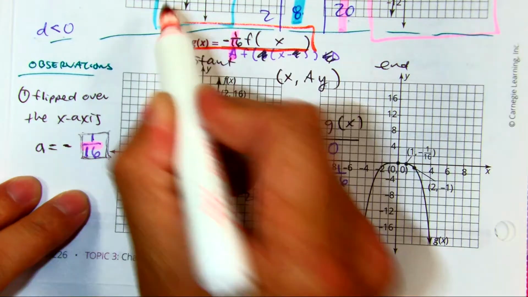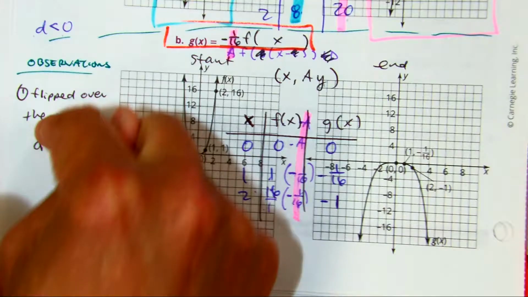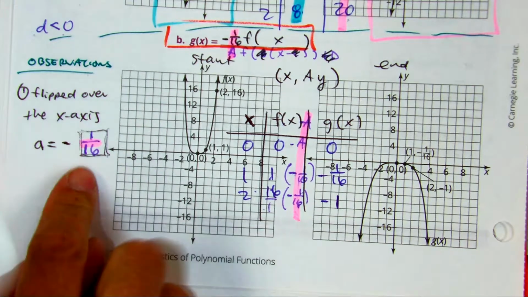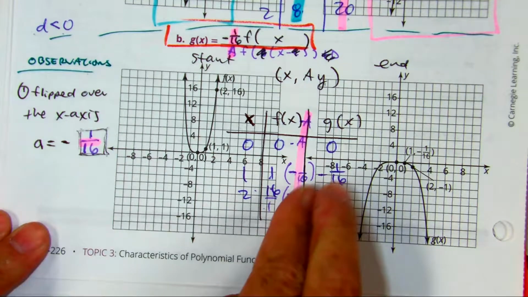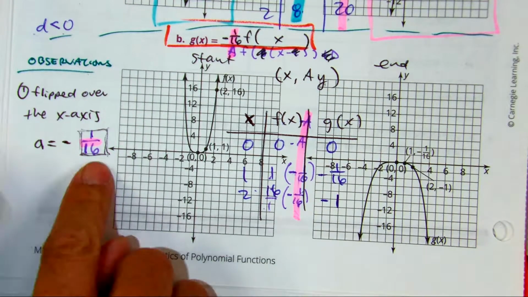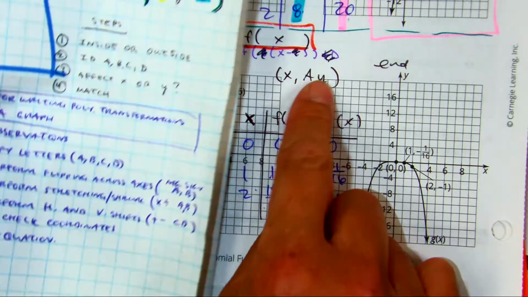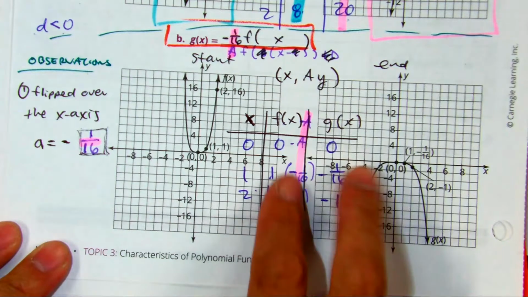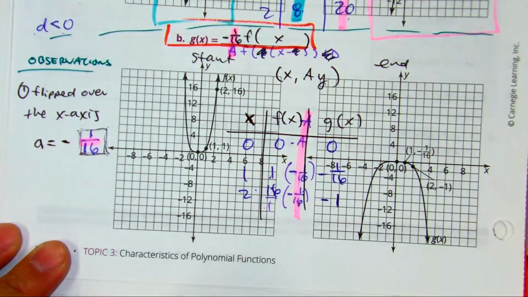Let's review what we did. Observations, words, letters to numbers. When you're not sure how to get that number, you can use your table of values. Look back at how the A value affects the Y coordinates. So you have two sets of Y coordinates. How do you go from this number to that number? And that helps you write your equation.